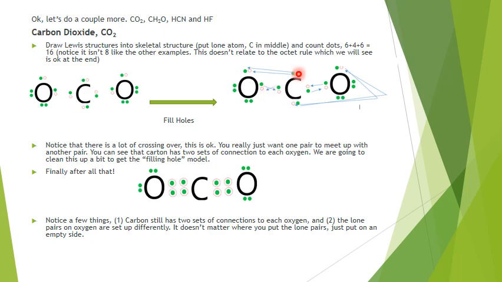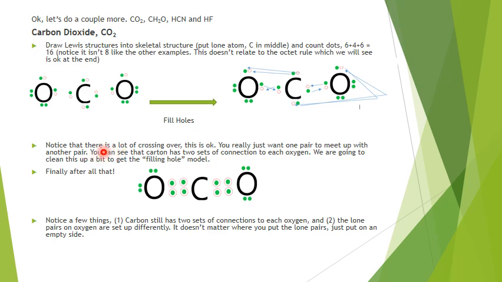But that's okay. What you do is these two will share over here, and these share over here. And you might get some crossing and all that. It looks messy, but we'll clean it up in a minute. So here's what we get out of it. Notice that there is a lot of crossing over. You really just want one pair to meet up with another pair.